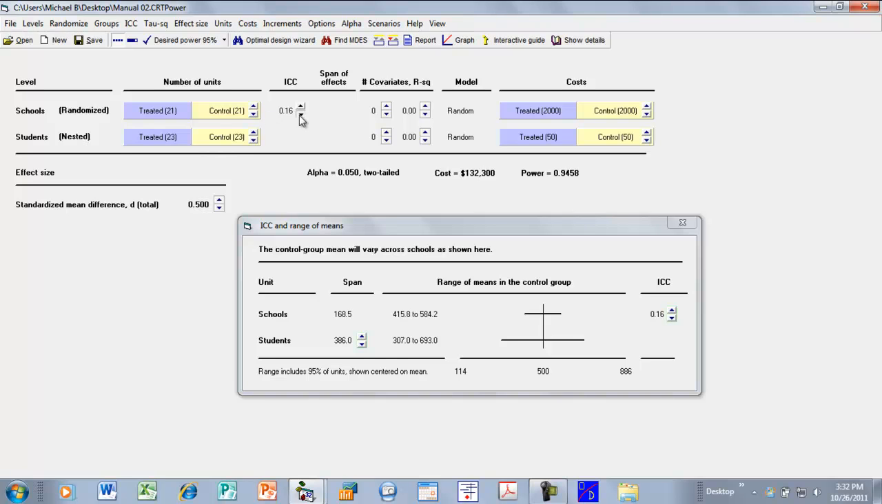On the other hand, if the ICC was down as low as, let's say, 0.02, then we could get by. We could reduce the number of schools and bring it down as low as 7 per treatment and still have power over 92%. So the key idea is that as the ICC goes up, so that the population variance between schools is higher, we need to increase the number of schools so that the error variance between schools stays at a reasonably low level. By contrast, as the ICC goes down, so that the population variance between schools is low, then we can get by with a smaller number of schools.